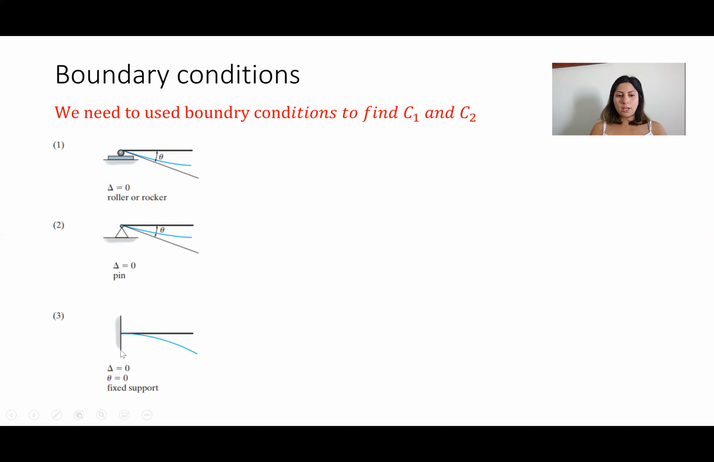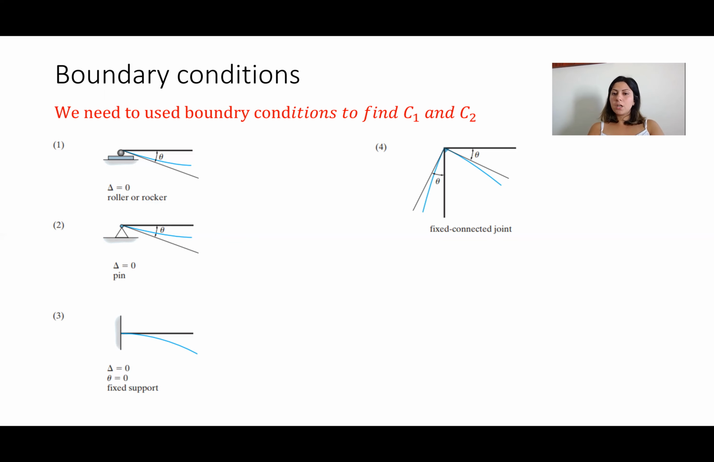And also for the fix, we have two boundary conditions. One of them is the displacement equal to 0. The other one is the rotation equal to 0. So if you have a fixed support, it provides you with two boundary conditions.